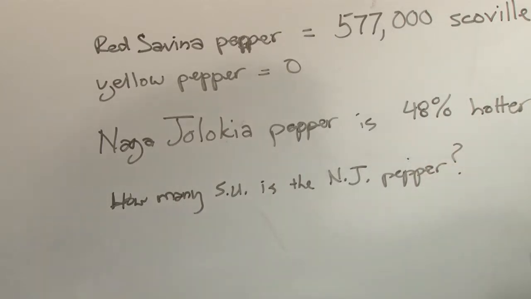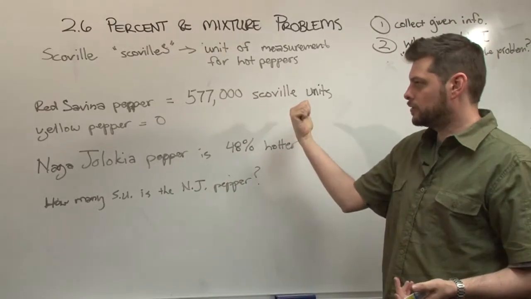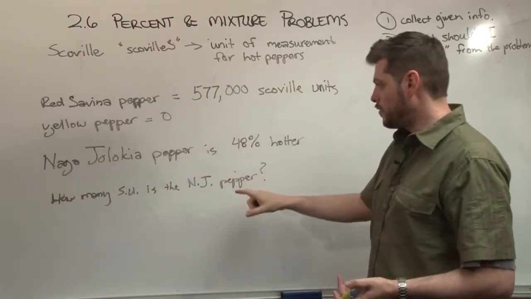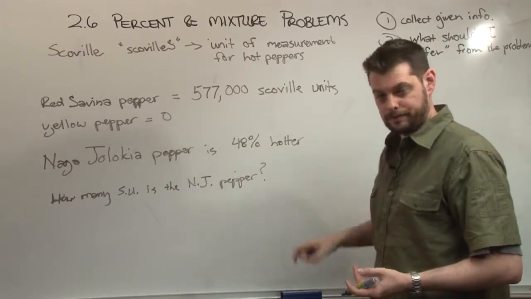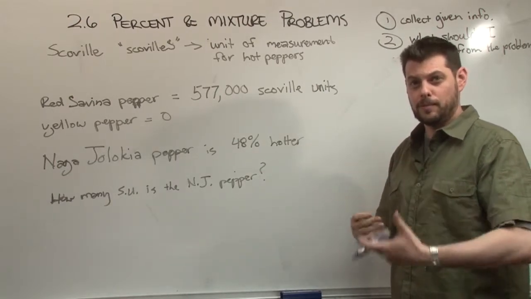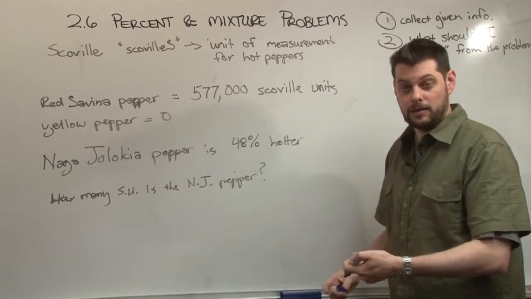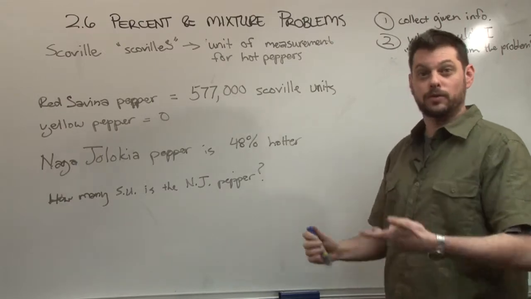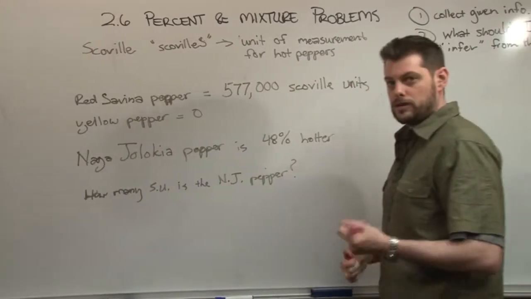So I've taken the first step and collected our information. I know that 577,000 Scoville units is our original hotness. And I know that we have a pepper that is 48% hotter, okay? So now I just have to go to step 2 and remember that there are things that I'm expected to know that aren't written down. Like, what does it mean when something increases by 1% or decreases by 1%? So I'll share that with you.